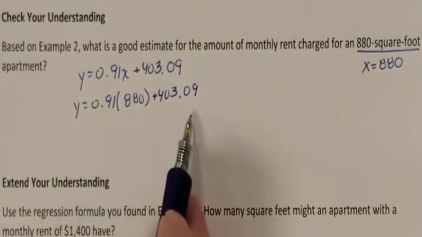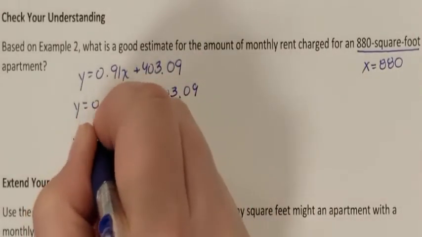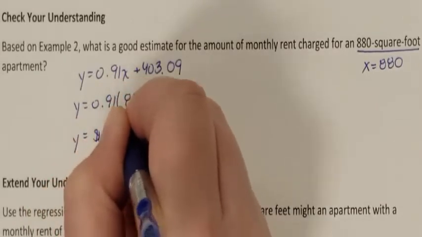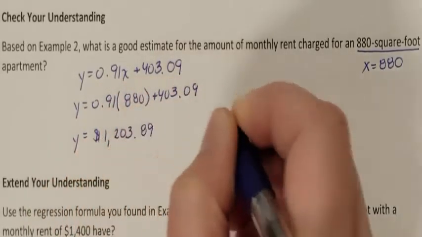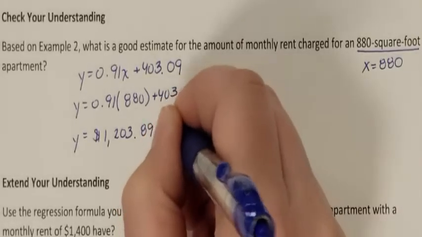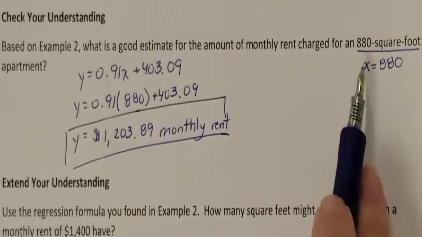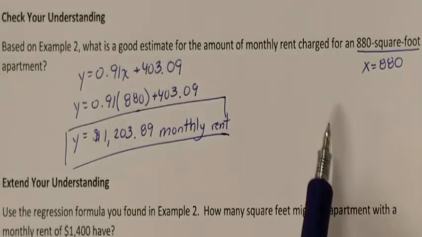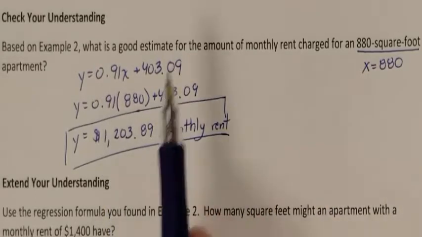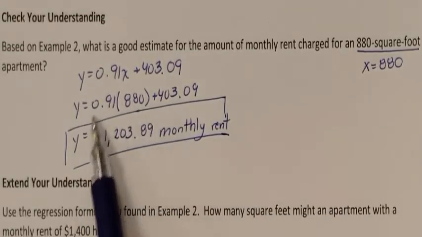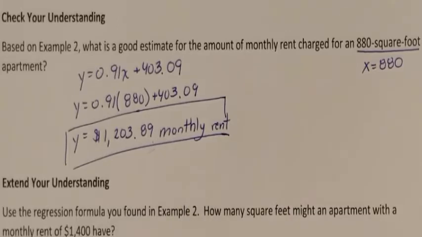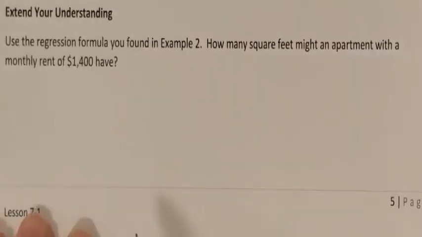So typing this into your calculator, you get a y value to be $1,203.89. And what is this? This is actually the monthly rent. So they found an 880 square foot apartment. Using this prediction line, they are able to determine that the rent is going to be about this much each month. Now let's go ahead and extend your understanding.